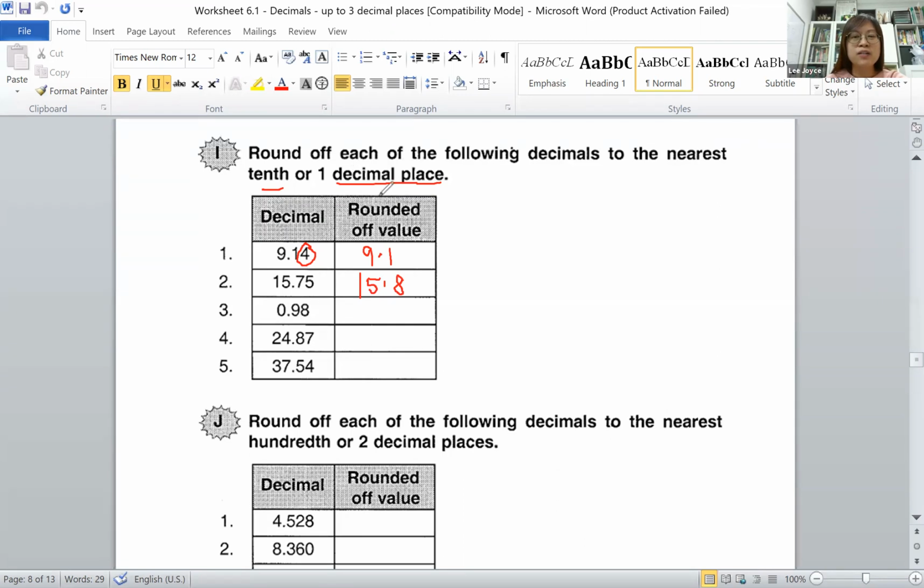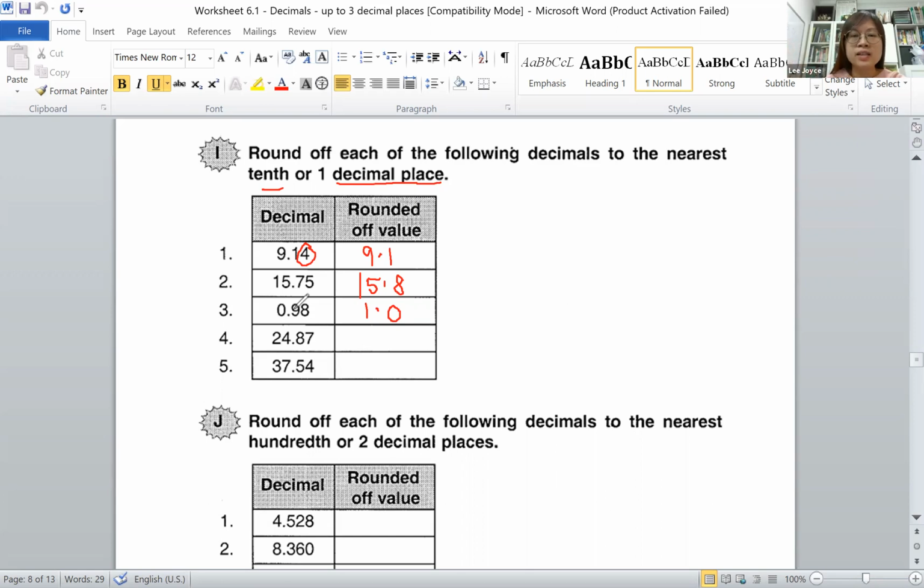0.98, round it off to one decimal place. So you're going to look at 8. Right, look at the 8. So how do I round this off? You see, 8 is bigger than 5. So I must change this. I must increase the 0.9 by one decimal place. So it becomes 1.0. Understand? Because 8 is already bigger than 5. So I must increase the 9 to a 10th, right? I must increase it to 10.